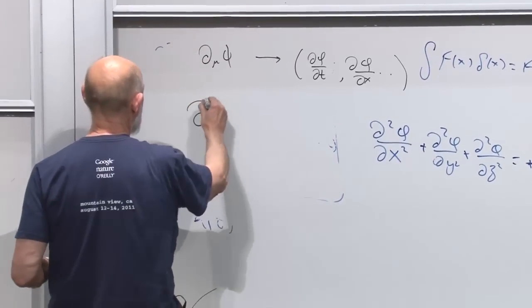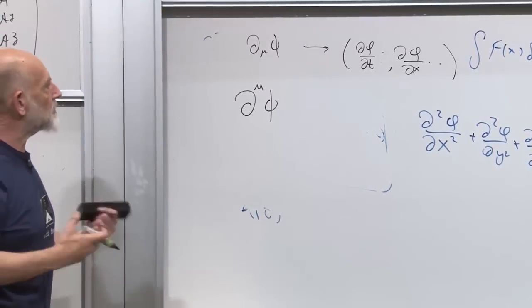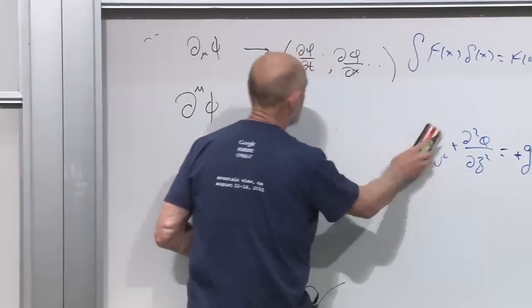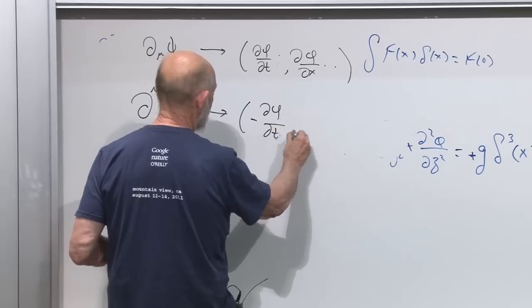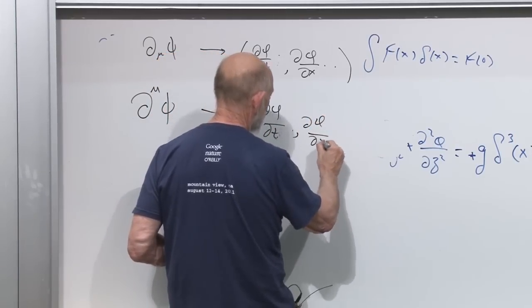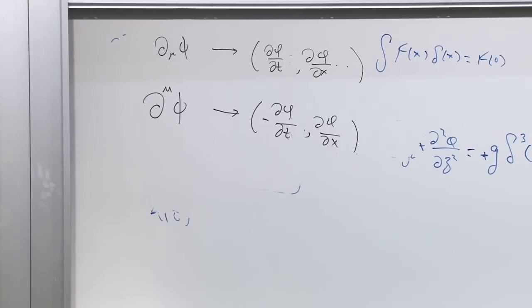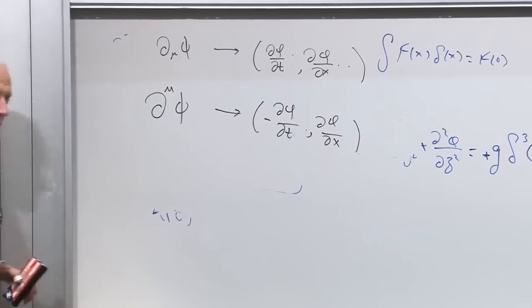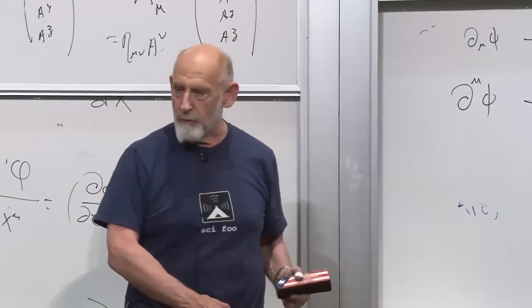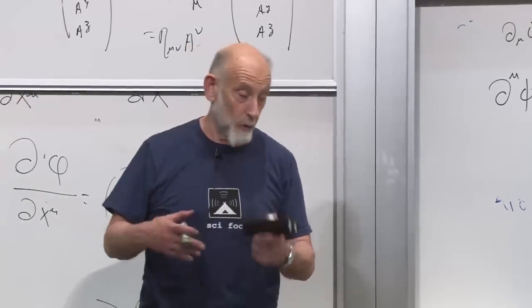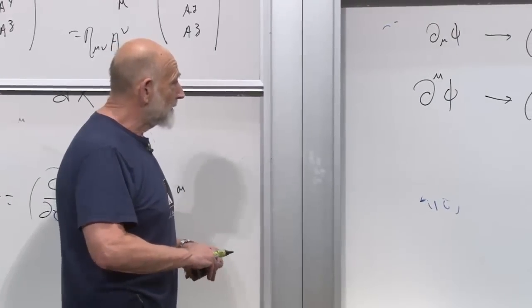What about this new symbol, d mu phi, with the index upstairs? It's the same set of things, except minus d phi by dt and d phi by dx. All right, so it's a bunch of notation, but all it's keeping track of is squares of time components minus squares of space components, or squares of space components minus squares of time components. That's all it's doing, but it's neat.